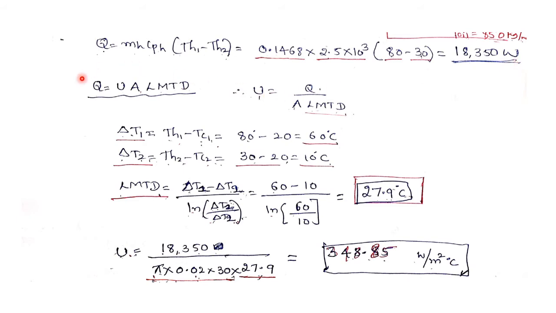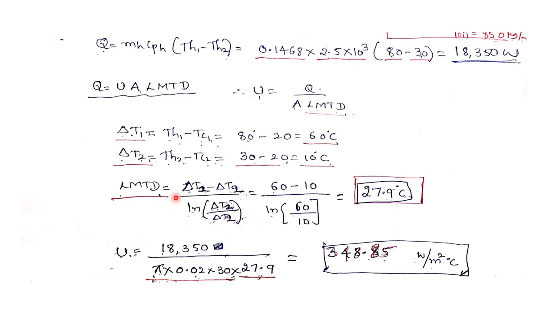We also know this formula where Q equals U into A into LMTD. Therefore, as we are asked to calculate the overall heat transfer coefficient in this problem, U is given by Q divided by A into LMTD. Here the LMTD is calculated by the formula delta T1 minus delta T2 divided by log of delta T1 divided by delta T2.